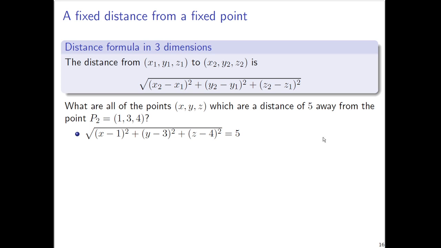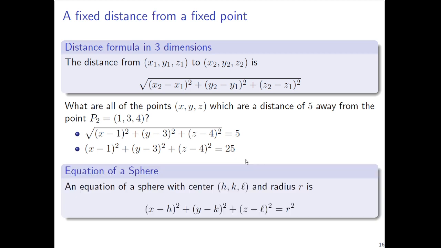The distance between this generic point xyz and this specific point (1, 3, 4), there's the distance formula being applied on the left, that must equal 5. Now this is fine, this is an equation for the shape we're talking about. It just happens to be a little easier to deal with by squaring both sides. So you see this 25 here instead of a 5.